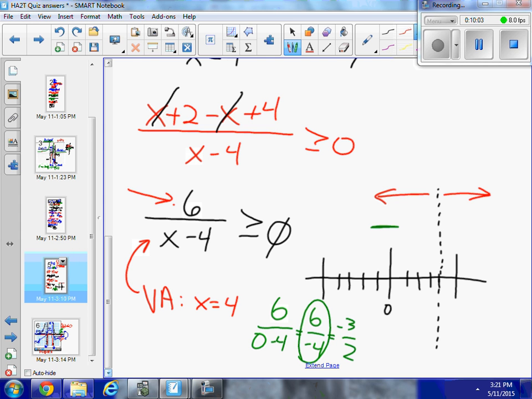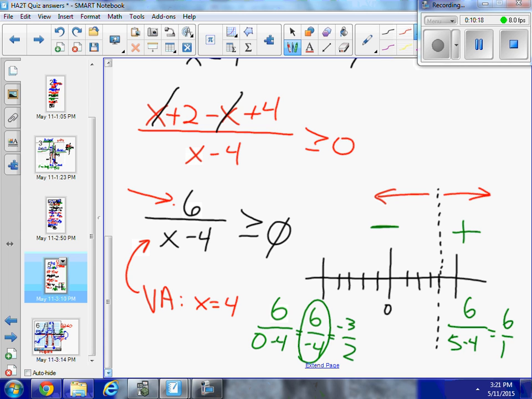Now let's test to the right of 4. Let's test the number 5. So I would have 6 divided by 5 minus 4. That's 6 divided by 1. Everything there is going to be positive.